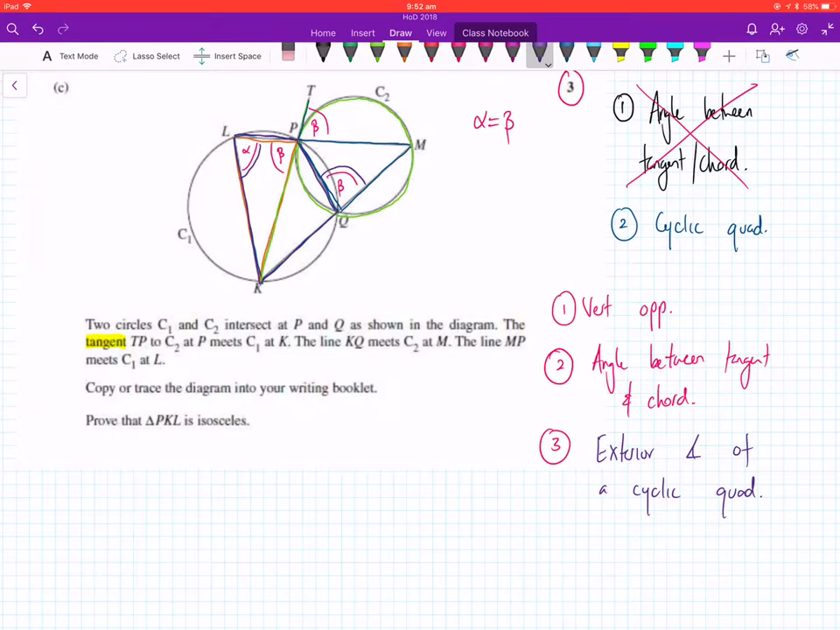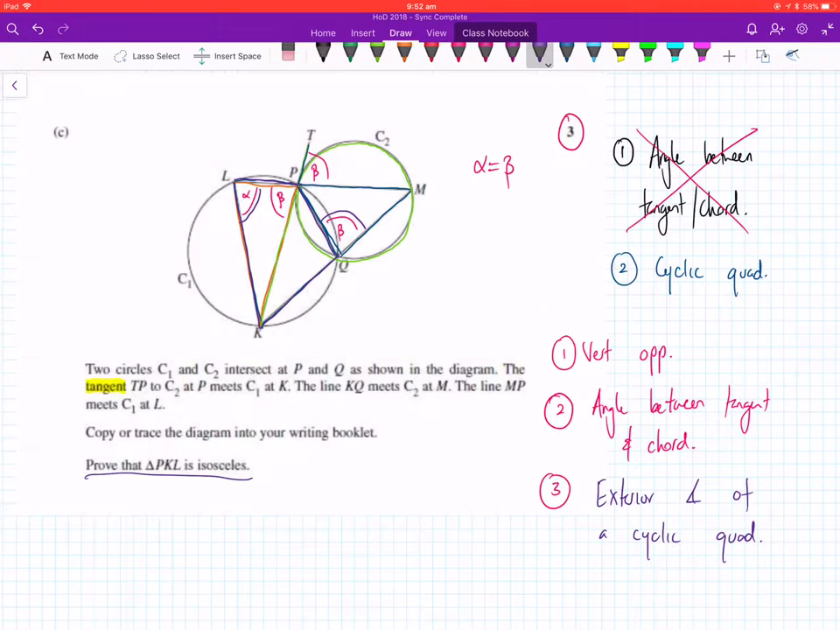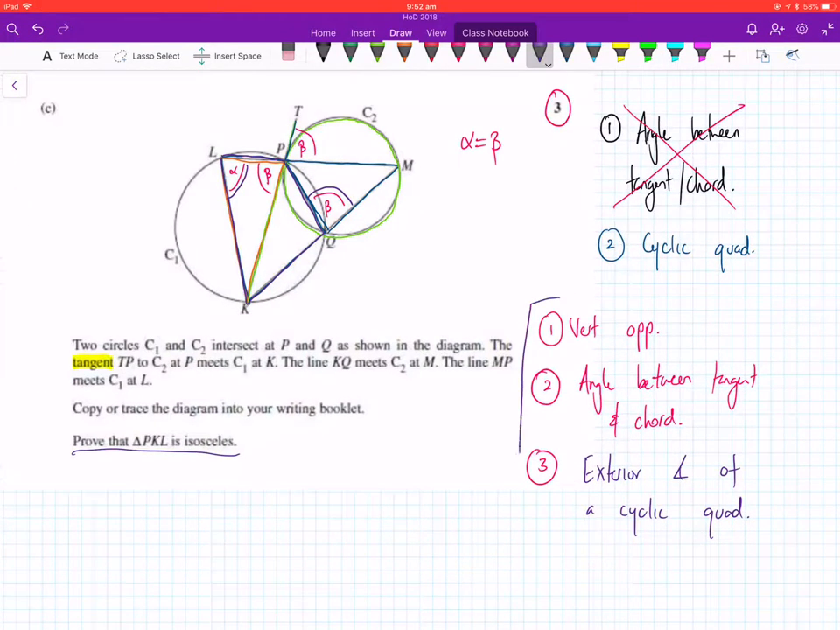I would finish this question off by making sure I actually answer the question. Once I've established that alpha is equal to beta, finishing with the line, therefore PKL is isosceles as two angles are equal. But otherwise, we've finished off that question. 3 reasons, plus a little finish.